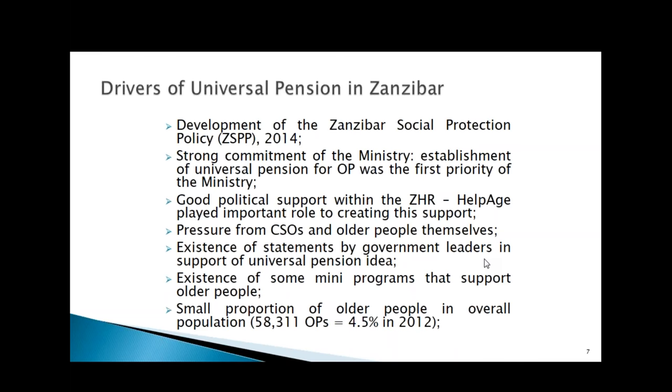Then apart from that, we have the role of civil society organizations. It is very important. And here I think I should explain a little bit more that civil society organizations, especially those who are supporting older people in Zanzibar, are playing a really important role toward convincing the government to implement the scheme. These civil societies use even their own channels, for example, going to influential political leaders, members of parliament, trying to tell them to use their influence to also influence the government.